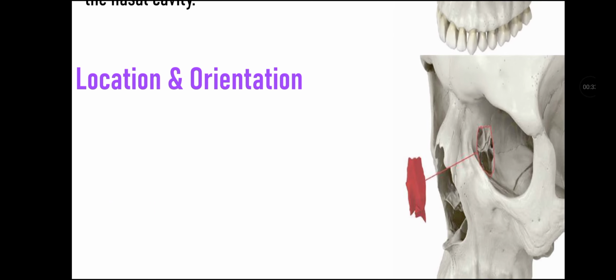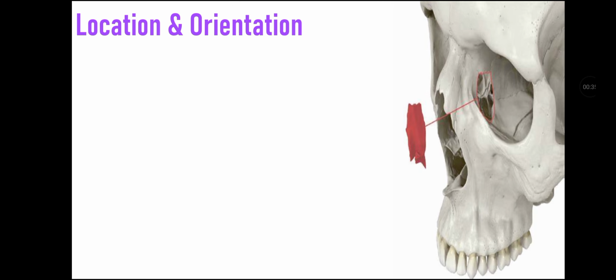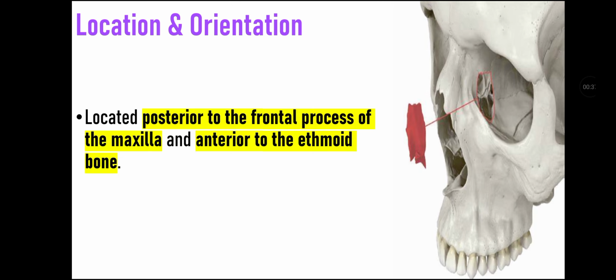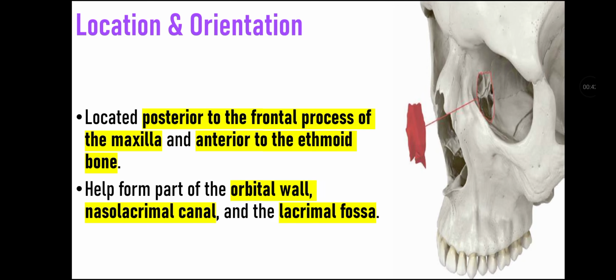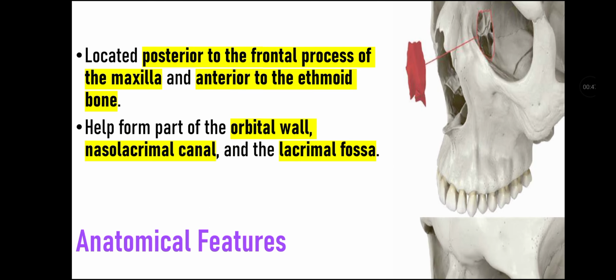Talking about its location and orientation, it is located posterior to the frontal process of the maxilla and anterior to the ethmoid bone. It helps form part of the orbital wall, nasolacrimal canal, and lacrimal fossa.